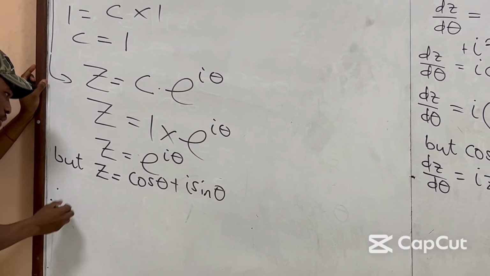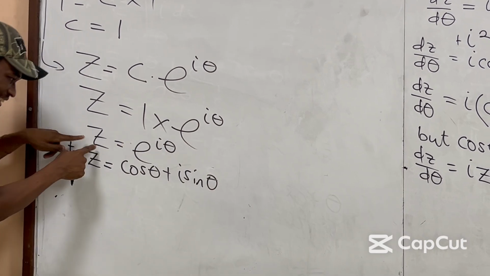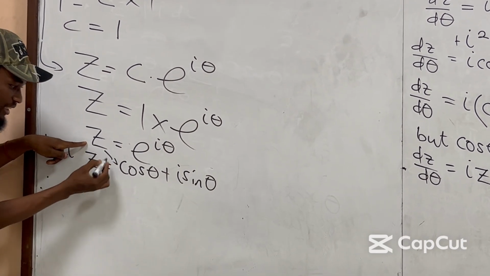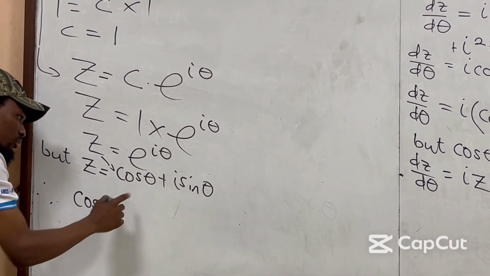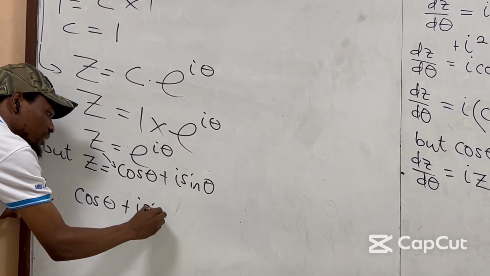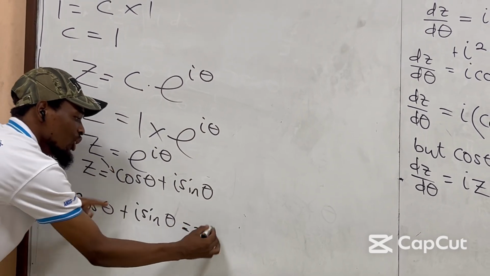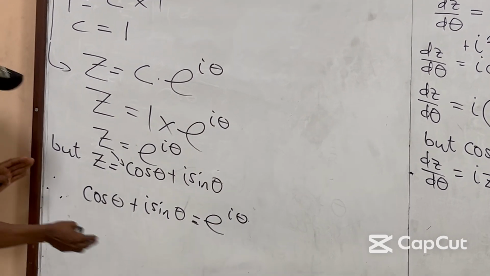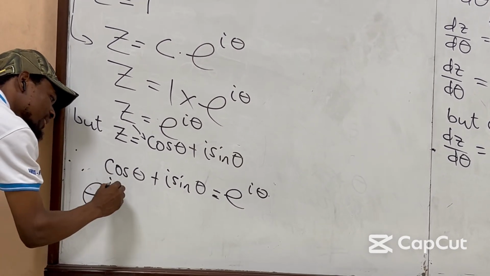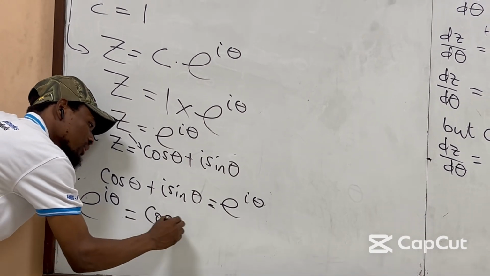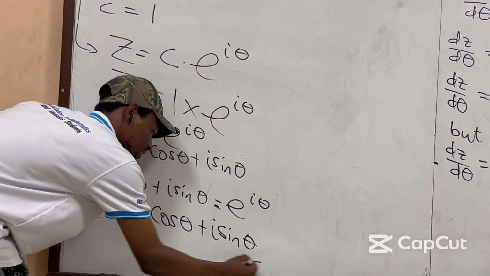So I can say therefore this z, which is equal to e to the power i theta, is the same as this. So I can therefore say that cos theta plus i sin theta, which is the same as z, equals e to the power i theta. So therefore we can say that e to the power i theta is equal to cos theta plus i sin theta.